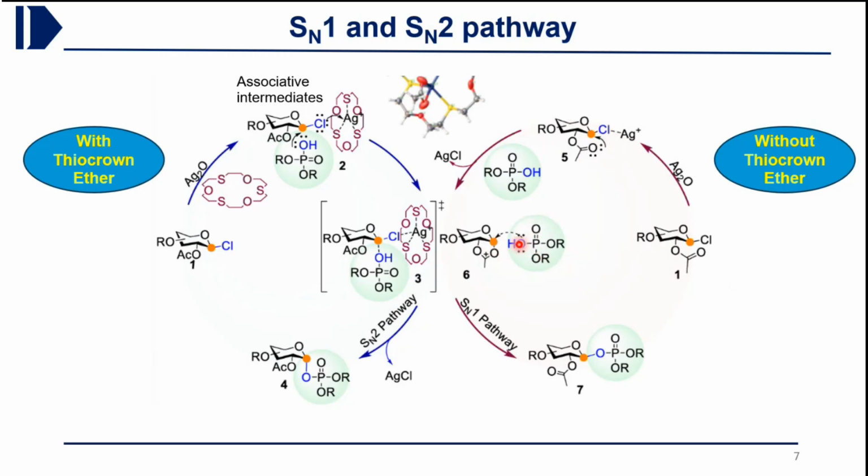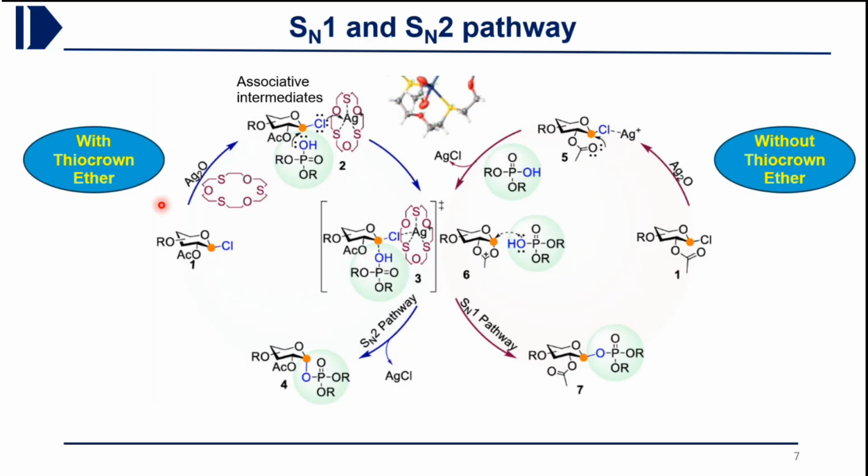Now there is only one possibility for attack. It can attack only from the above side, because the below side is already protected. So it attacks from the above side, following the SN1 pathway, and they get the beta glycoside as the compound. So this is the SN1 pathway without thiocrown ether.